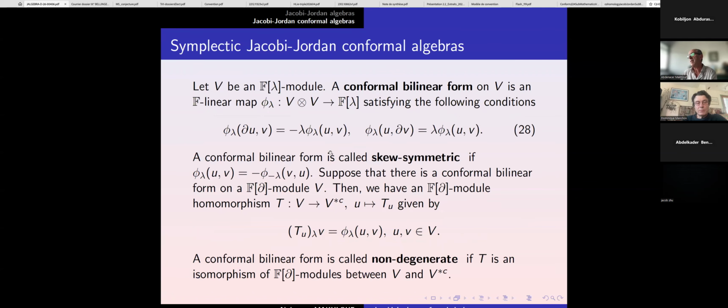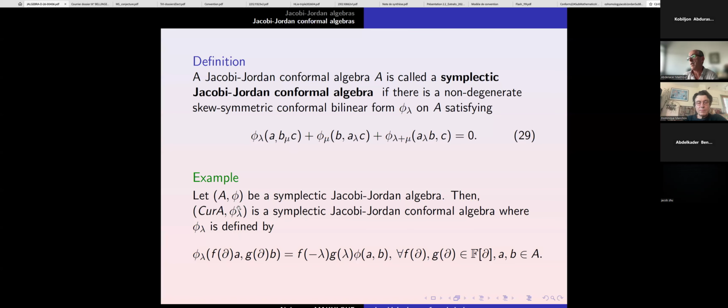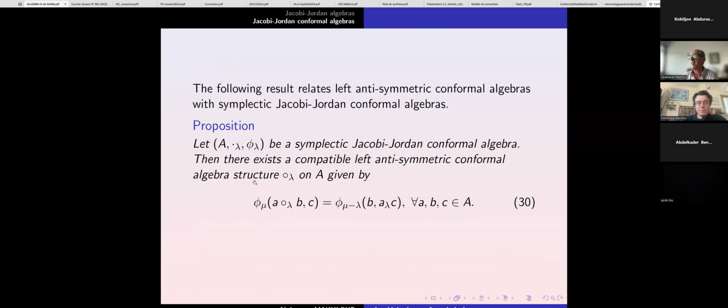We can also define symplectic Jacobi-Jordan conformal algebra by defining what is a symplectic structure on this, and we can characterize this symplectic Jacobi-Jordan conformal algebra, and say if we have this, then we can find a compatible left antisymmetric conformal algebra.